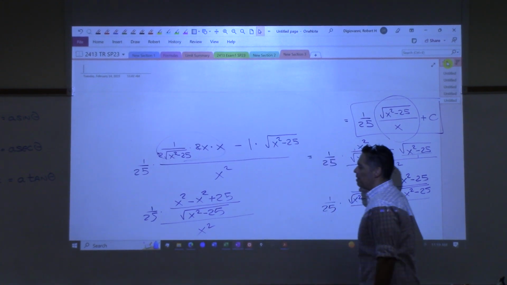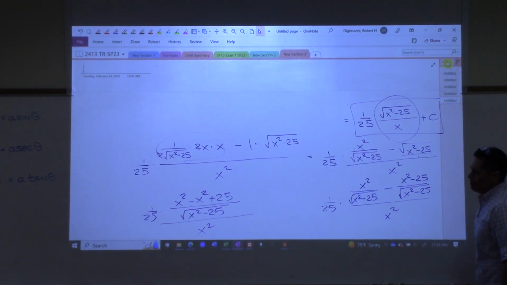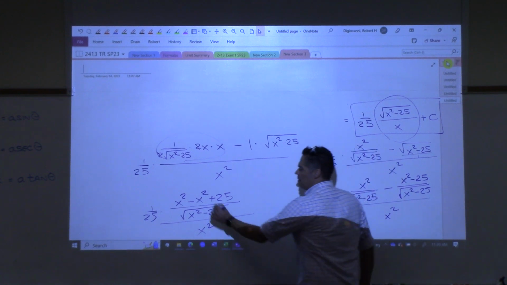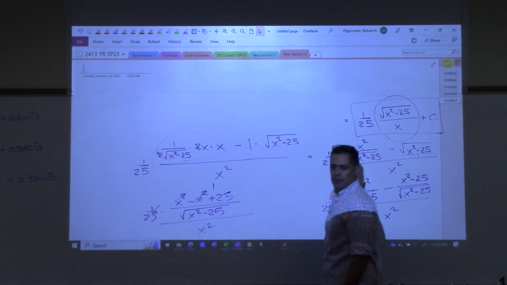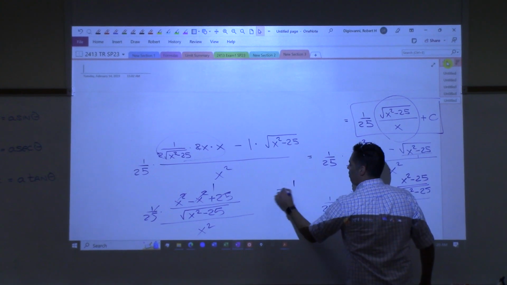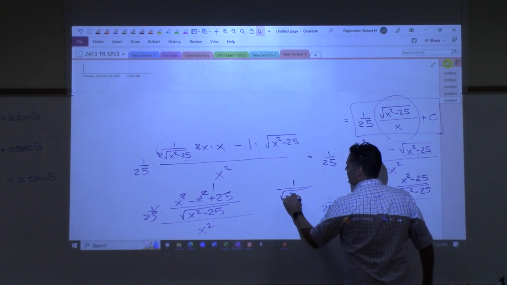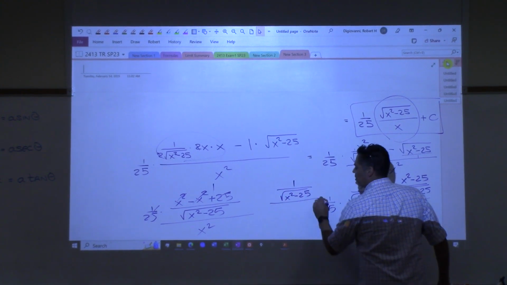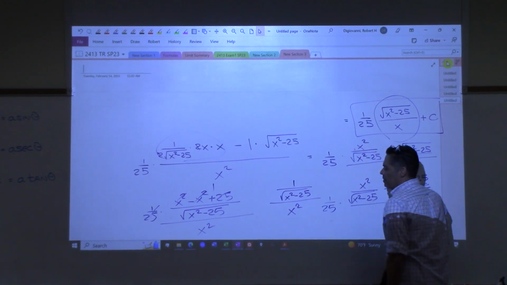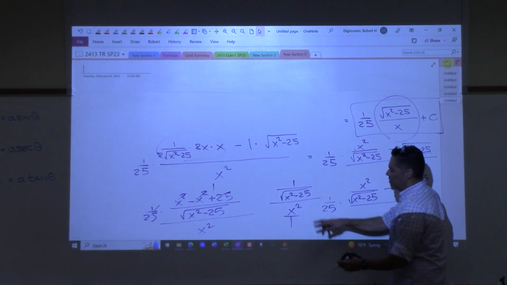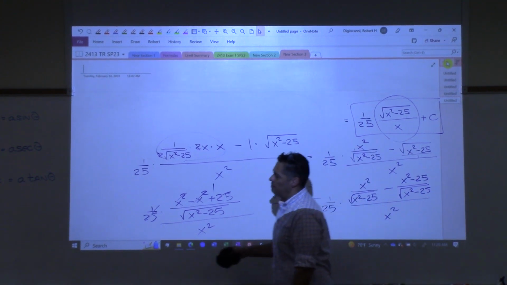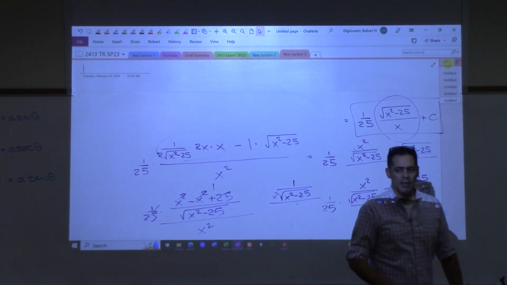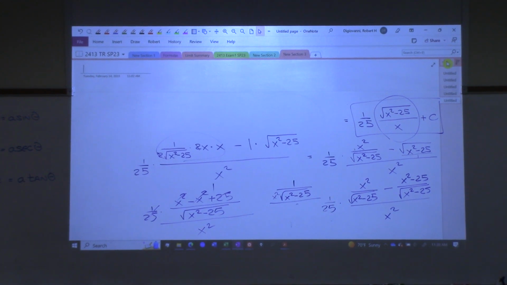What does that numerator become? 25, right? So I get 1 over the square root of x squared minus 25, all of this over x squared. But that's the same as that over 1, and then you can flip it up, and when you flip it up, it comes to that, and that was the original problem. So it works.